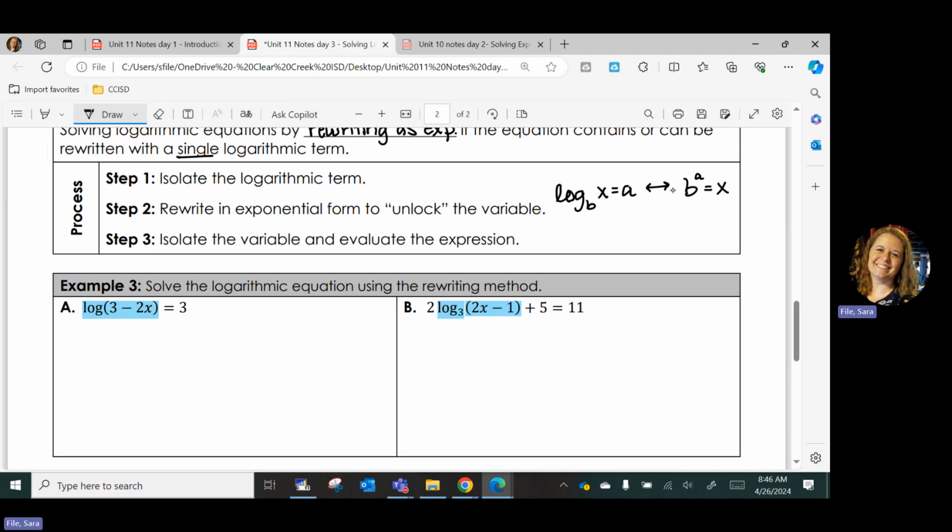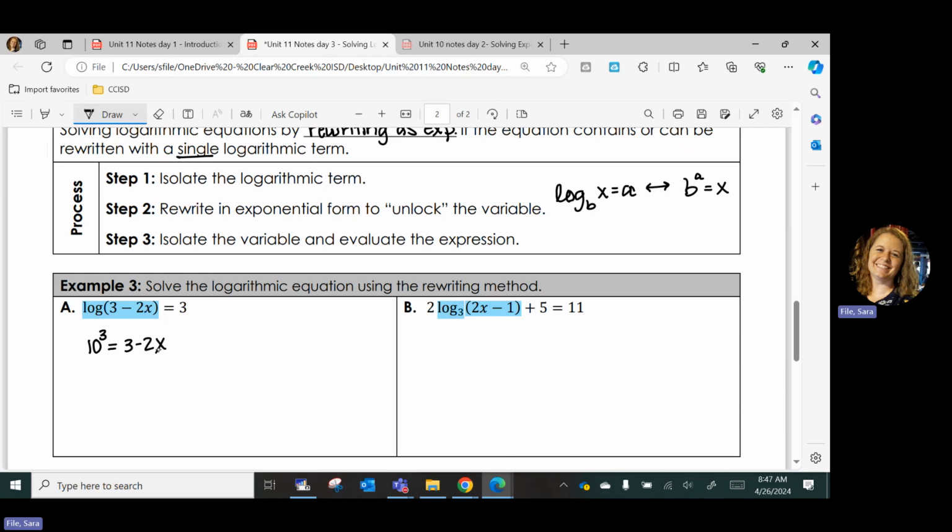So what is my base here in example A? What is the understood base if no base is written and it's log? Base 10. So this is a 10. And then remember what the log is set equal to is what becomes the exponent. So here that's a 3. And then what was inside the log, what was the argument, is what the exponential becomes equal to. So that's the 3 minus 2x.